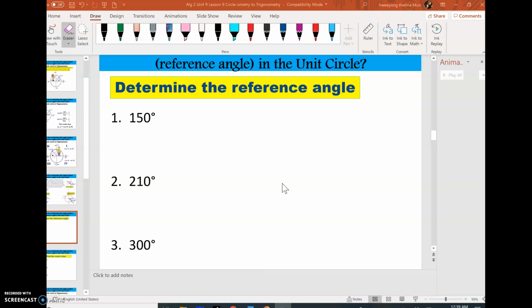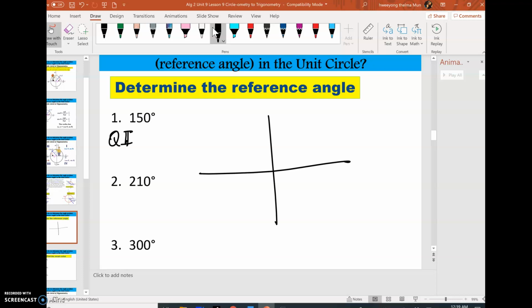So how do we find the reference angle in the second quadrant, third quadrant, and fourth quadrant? I'm going to show you how to find the specific reference angle and also how to draw the diagram. So 150, if you see, is going to be in quadrant 2. Why? Because we know that it is going to be between 90 degrees and 180 degrees. So if it's 150, then it's going to be somewhere over here. So this is going to be the initial side, and then the terminal side will go somewhere over here.